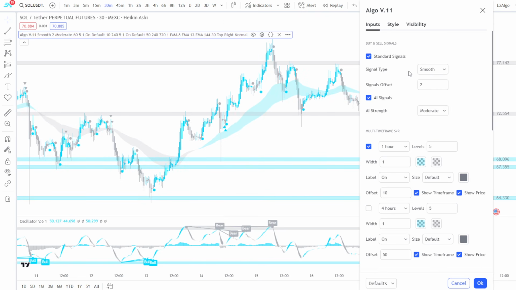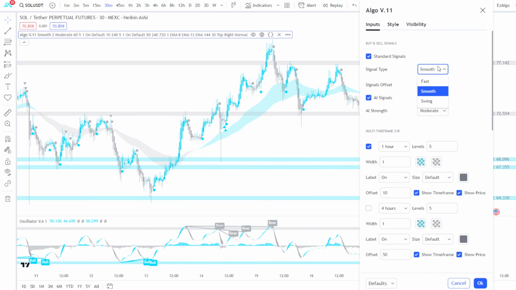Now, we've separated the buy and sell into two different categories. We have the standard signals and the AI signals. We've actually added true artificial intelligence to the algorithm, something that we've been working on for months and months now, which I'll get into in one moment. But to start, we have the standard signals, which are the circles that I had just gone over. And there's three signal types. So in previous updates, we had a sensitivity. We removed the sensitivity and we just have the three modes.